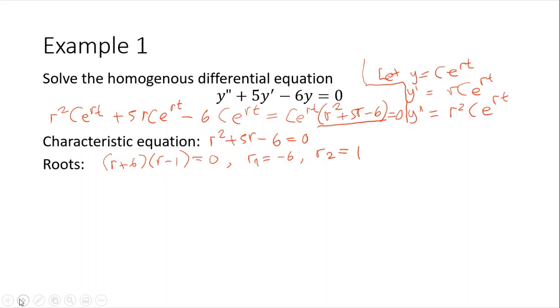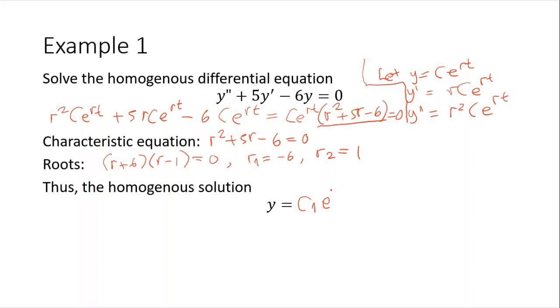Okay, so the homogeneous solution is what? y equal to c1 e to the power of r1, which is minus 6t. Remember, this is what we suppose the solution is. Plus c2 e to the power of 1 times t, so e to the power of t. So this is the solution.